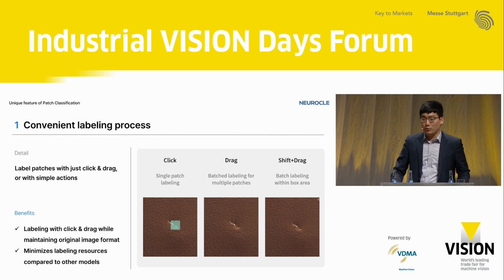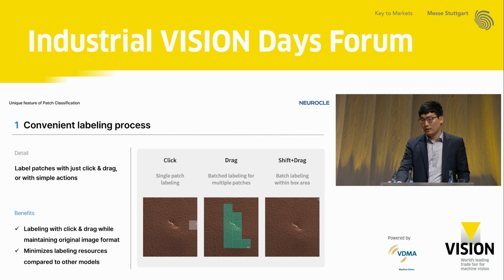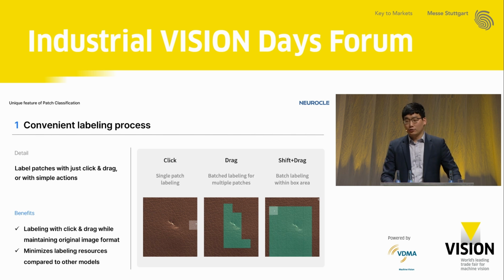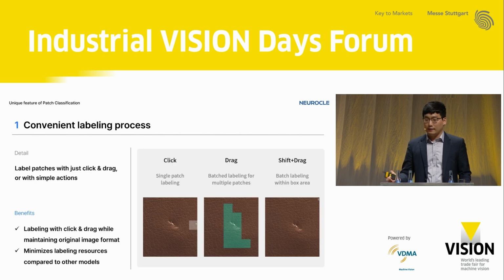You can do the labeling with patches. Just click or drag. Or you can make it much faster like this. So you just drag and label the defect patches. And then it's done for your labeling. So you can do the labeling like segmentation, but it's a classification.